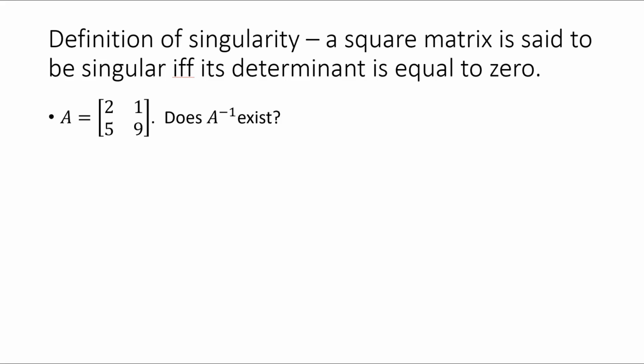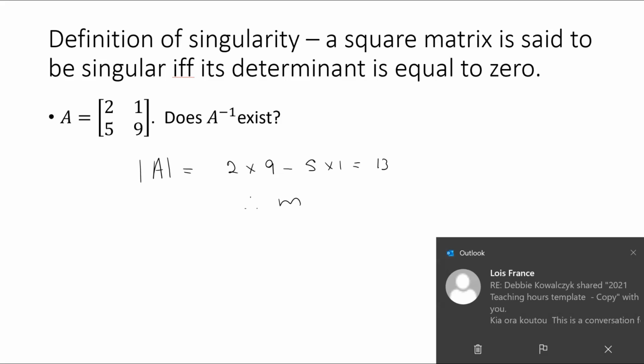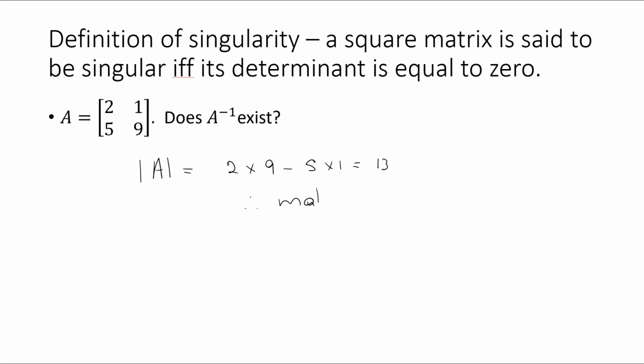Let's have a look at a simple one. This is a square one where it's really easy to find the determinant. So if the inverse exists, we will find that the determinant is not 0. So let's find the determinant. It will be 2 times 9 minus 5 times 1, which is equal to 13. So the matrix is invertible. So we could find the inverse if we wanted to.